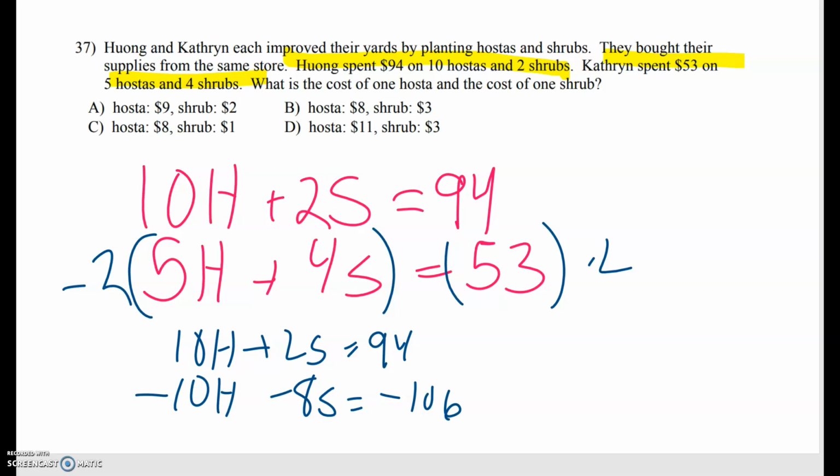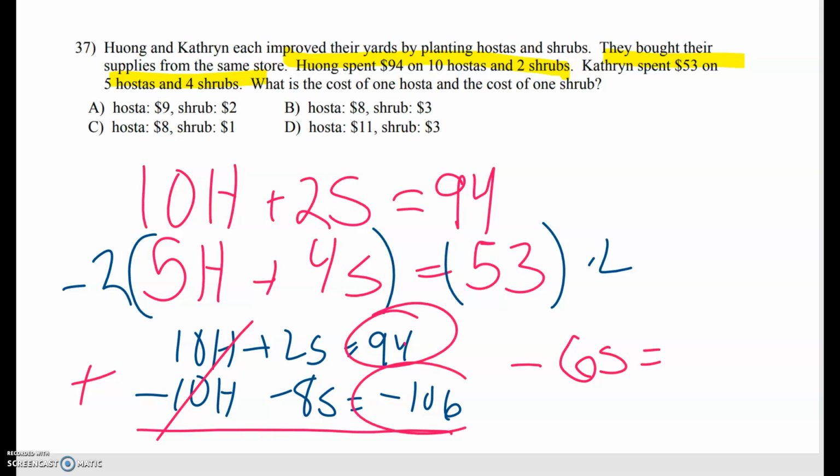So now, when we add these together, those cross out. 2 plus -8 would make -6S. And 94 and -106, if you add those together, you get -12. So S equals 2. Well, the only answer that could be would be A.